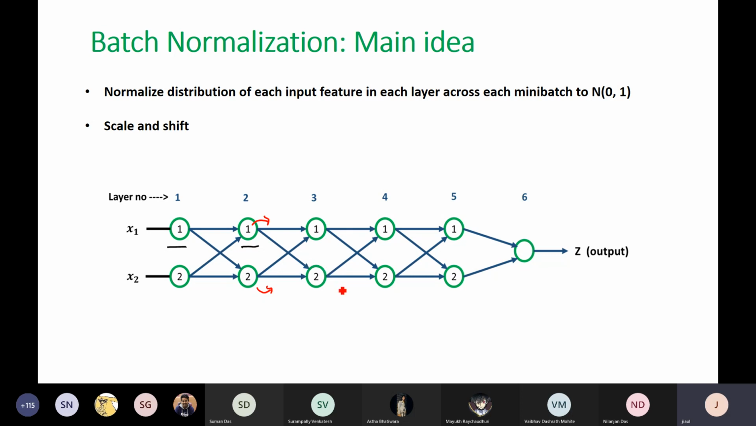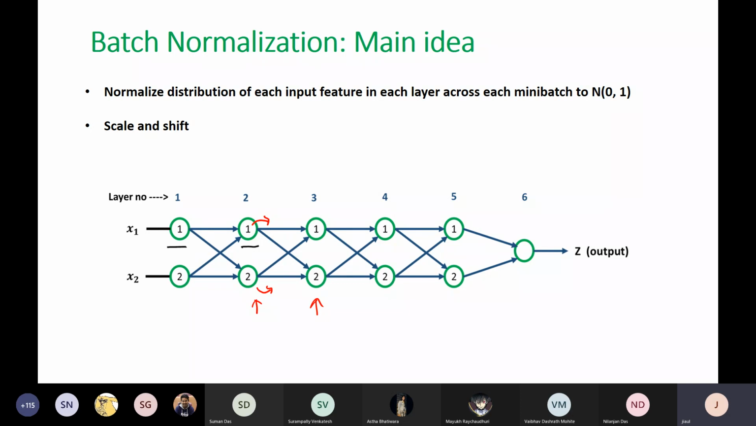Okay, so the activation values coming out of this particular layer, I'm calling the input for the next layer. That is the way I'm going to define it. So what we need to do is normalize the distribution of each input feature, for each layer and across all mini batches. You remember that we are taking mini batches. In the next slide I have the formula and everything, so things will be clearer to you.